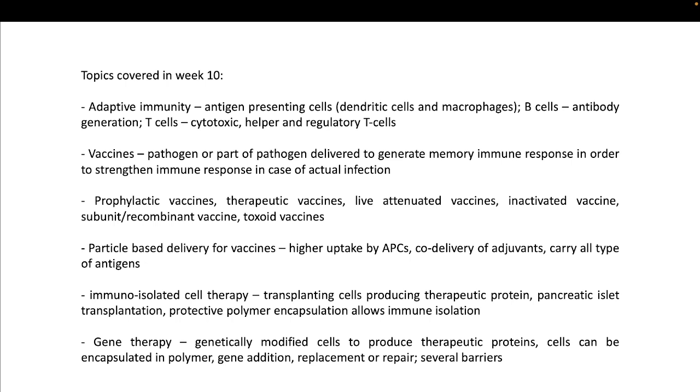So now why do we want to go for particle-based? Why not directly deliver the vaccine? It's because particle-based delivery has certain advantages. First is it has higher uptake by APCs. So let's look at this concept in a big detail.